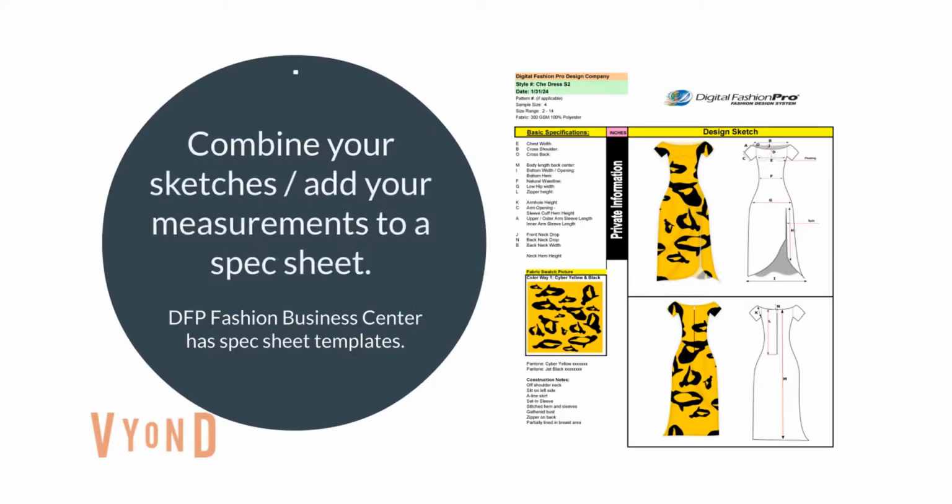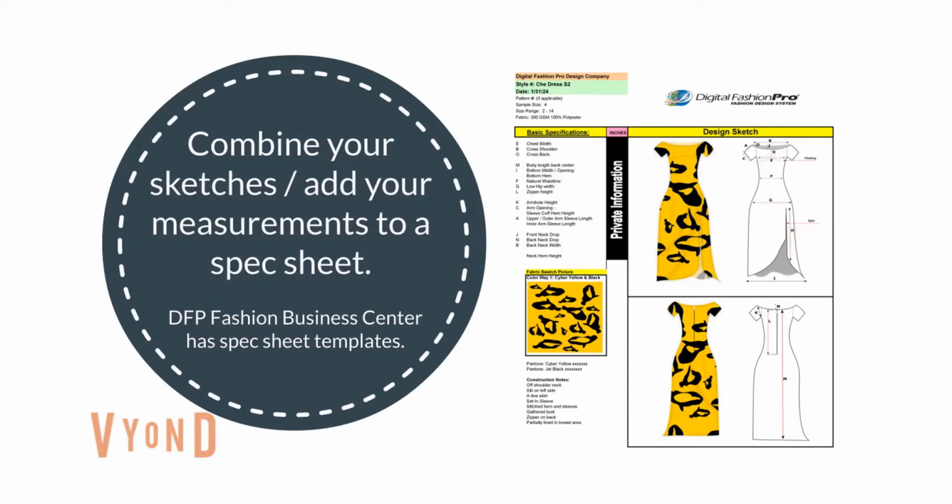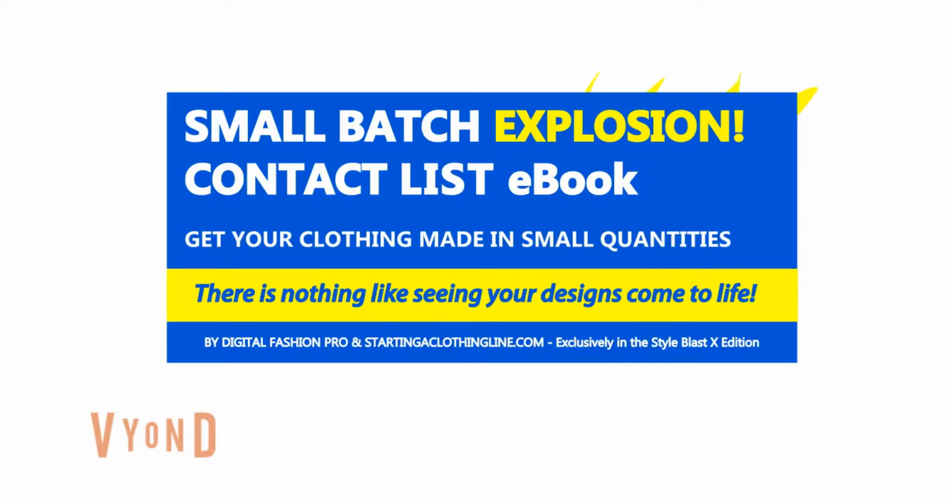You will then combine all of your design information using a Digital Fashion Pro Fashion Business Center spec sheet template. This is the information that a manufacturer will need to make your design. You can use the Ultimate Fashion or Small Batch Explosion contact list ebooks to help you find a manufacturer, factory or sample maker to create your design. Both of these ebooks are included in the Style Blast edition.